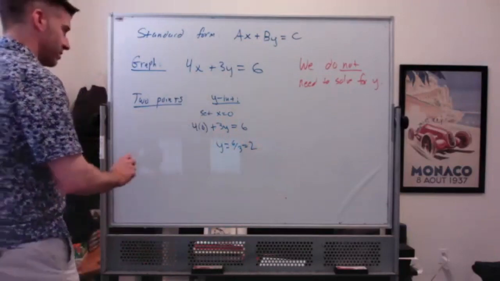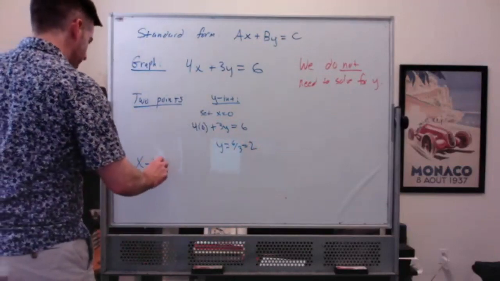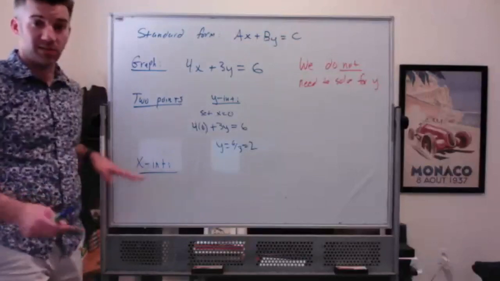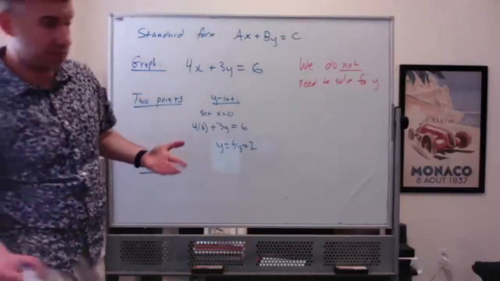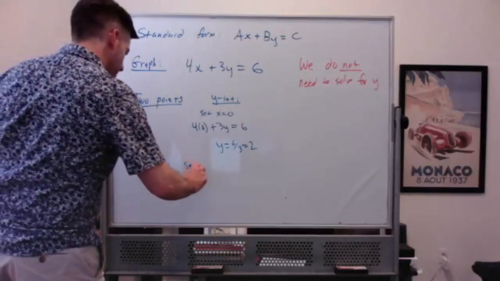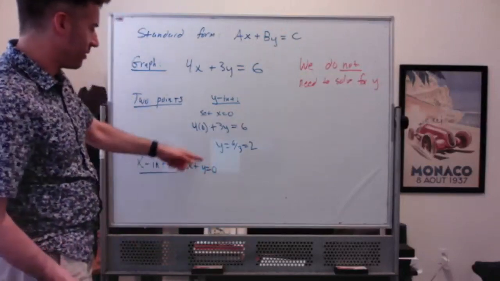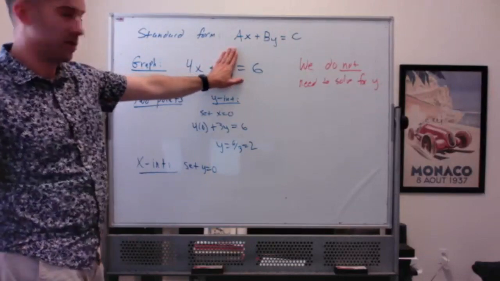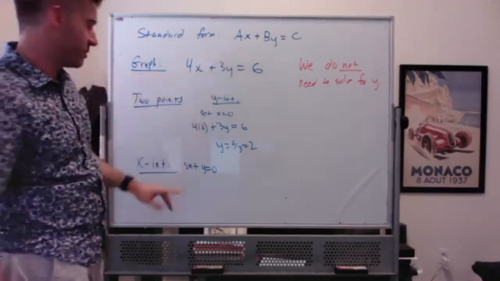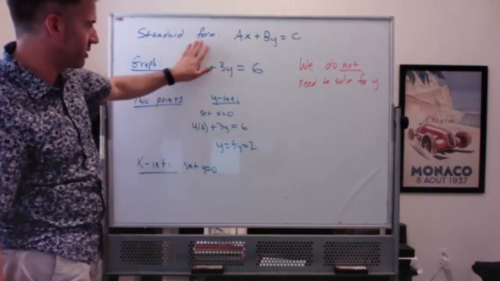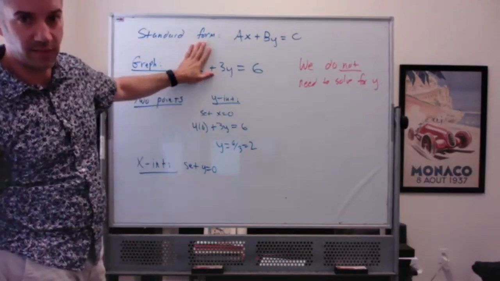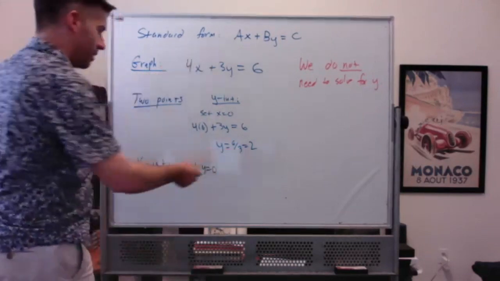Same idea for the x-intercept. For the x-intercept, we know that y has to be 0 because we're on the x-axis where y is 0. So we're going to set y equal to 0. We'll call this the cover-up method: if I'm saying y equals 0, I just cover up the y and then I solve for x. Or if I'm solving for the y-intercept, I set x equals 0, just cover up the x, and I've got 3y equals 6.